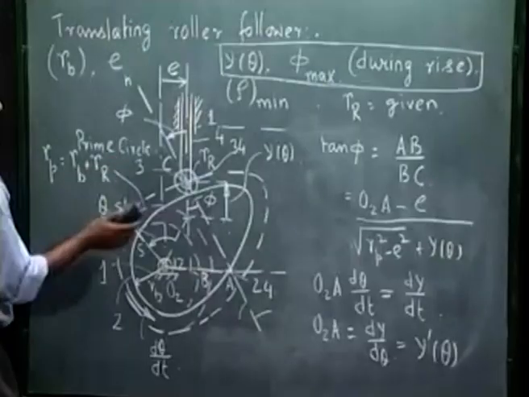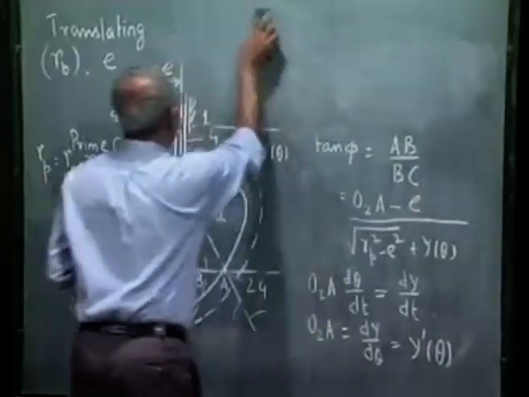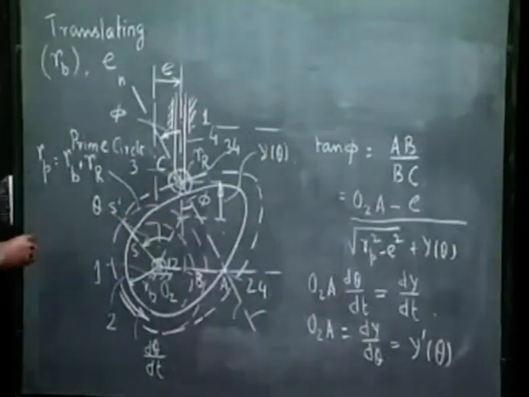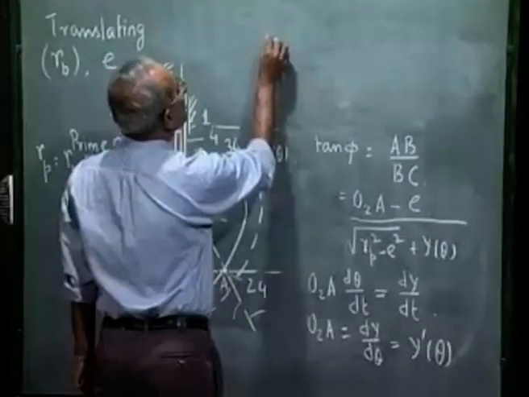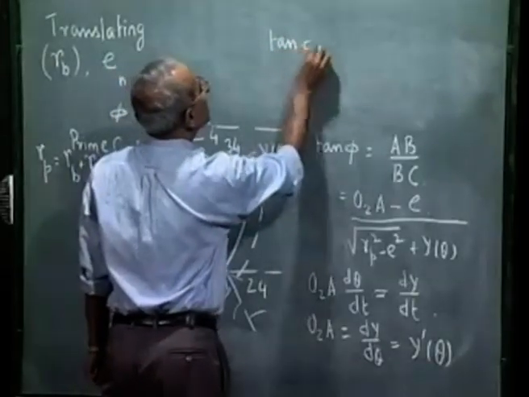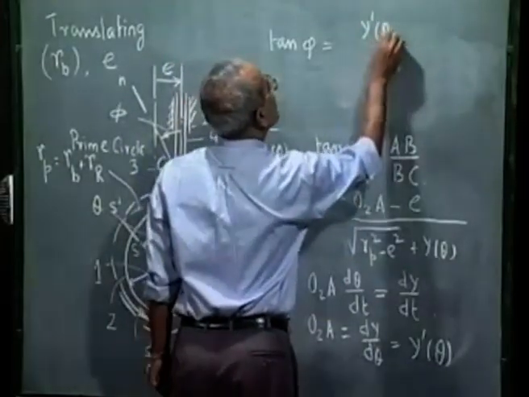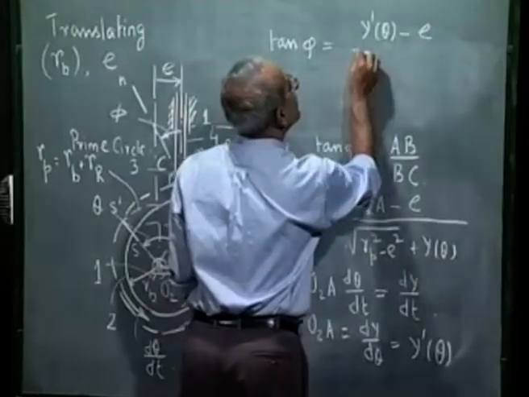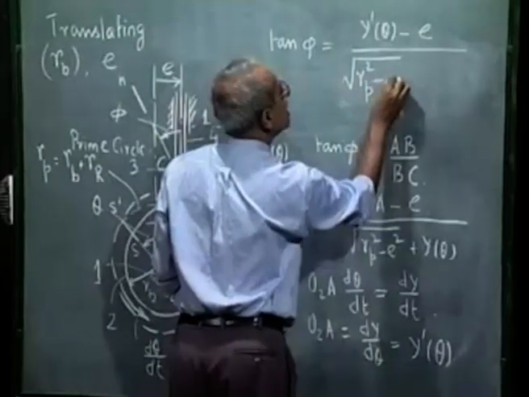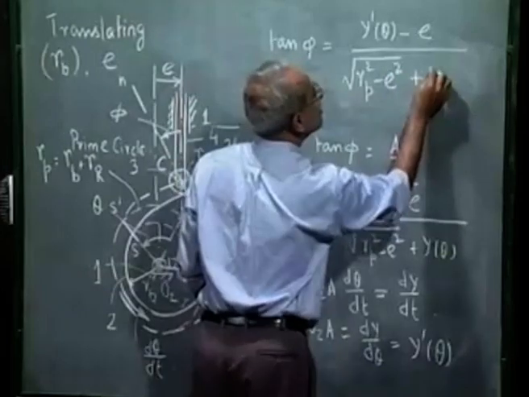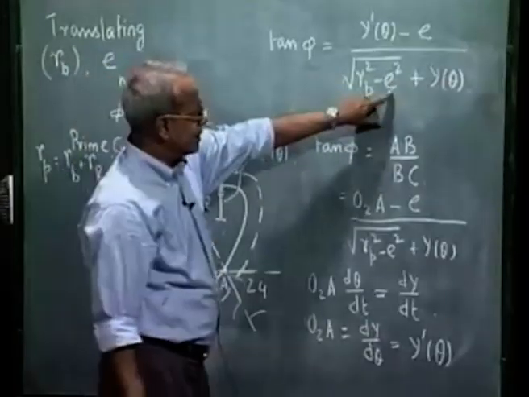So thus we arrive at an expression for tan phi. And it is this expression from where we will be able to determine the required values of RB and E, as I shall show you a little later. So let me write the expression. Tan phi is y prime theta minus E divided by square root of Rp squared minus E squared plus y theta, where Rp is the prime circle radius, E is the offset.